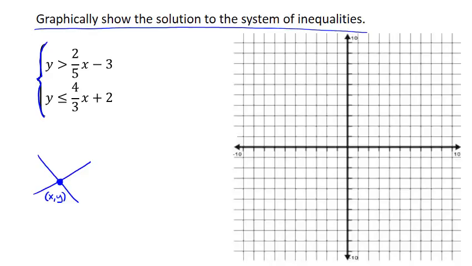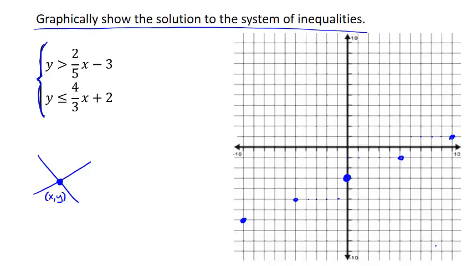We're going to start by graphing each of these equations, or each of these inequalities rather, on the same coordinate plane, just like we would normally do. So let's look at y is greater than 2/5 x minus 3. I'm going to go down to -3 because that's my y-intercept, and then my slope is up 2 over 5. Up 2 over 5. Now I can also go down 2 and to the left 5, down 2 more and to the left 5 more, to get a few more points to be able to connect the dots.